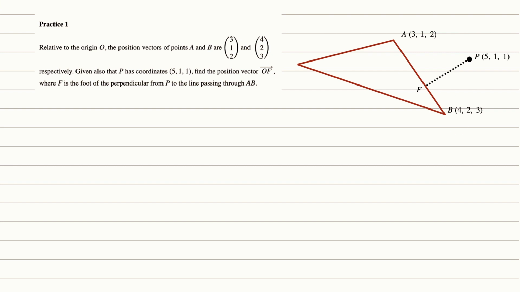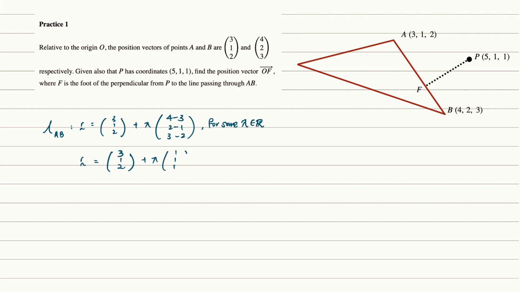The first will be the equation of the line L. In this case, the line L is passing through AB. And the next ingredient that we need to have will be the coordinates of point P, which is (5, 1, 1). So the equation of line AB is equal to (3, 1, 2) plus lambda (4 minus 3, 2 minus 1, 3 minus 2). Now this expression over here refers to the vector AB, which is OB minus OA, for some values of lambda. This will be equal to (3, 1, 2) plus lambda (1, 1, 1).